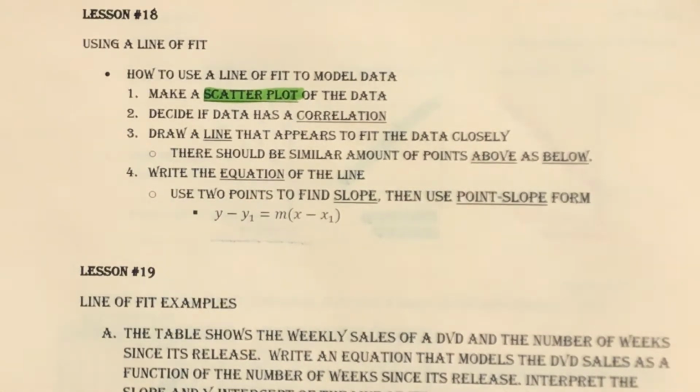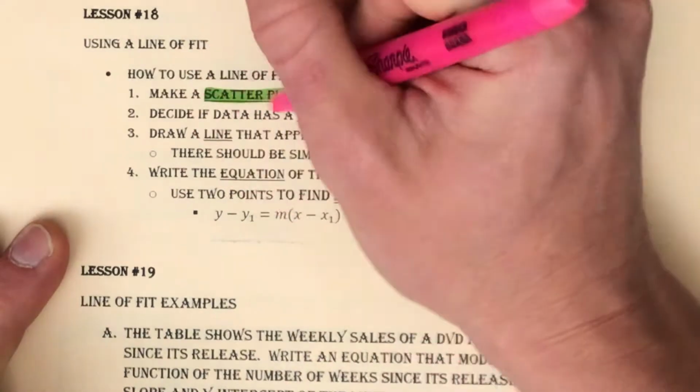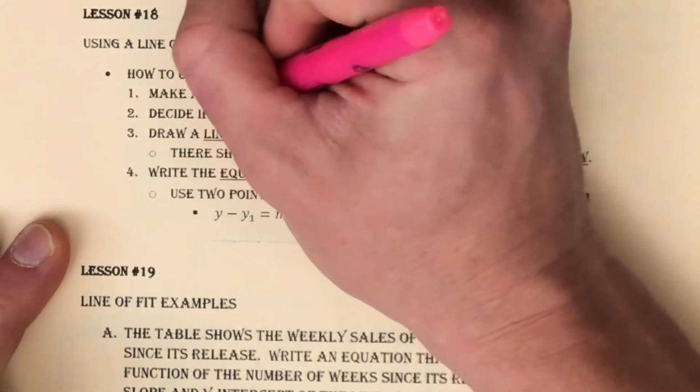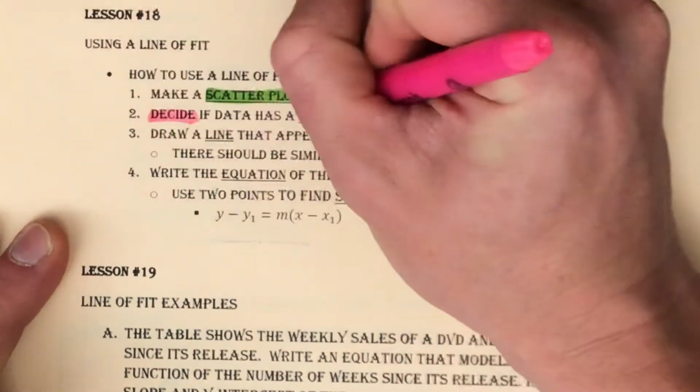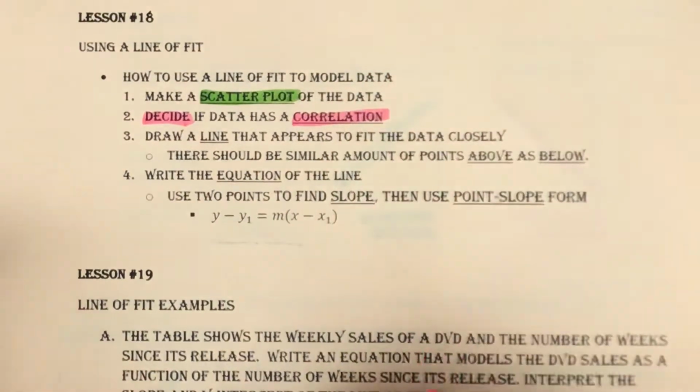The second thing we want to do, after we've plotted this, is determine: is there a correlation? Does it have a positive or negative correlation? Does it have no correlation? Like, is there a relationship between the two pieces of data that we have, or the two pieces of information that create the data we have?